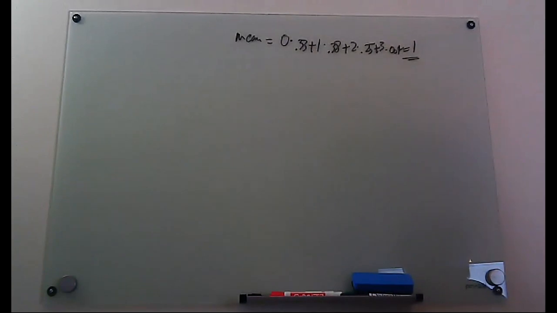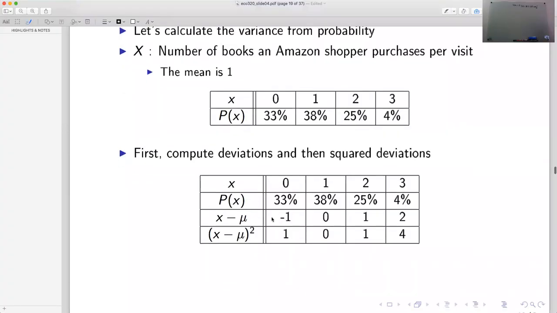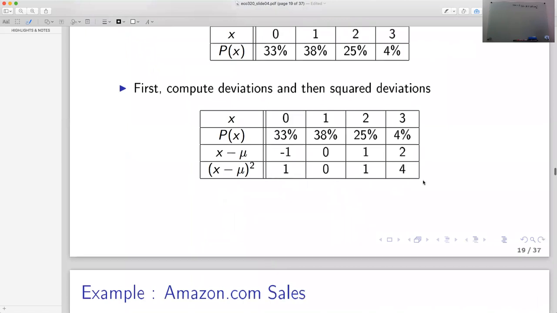If we do the math and do the calculations, the second thing you want to do is find the deviations. So you find the deviation x minus mu, so it's going to be -1, which is 0 minus 1. 1 minus 1 is 0, 2 minus 1 is 1, 3 minus 1 equal 2. We take the square to eliminate the negative sign, and these are the numbers.